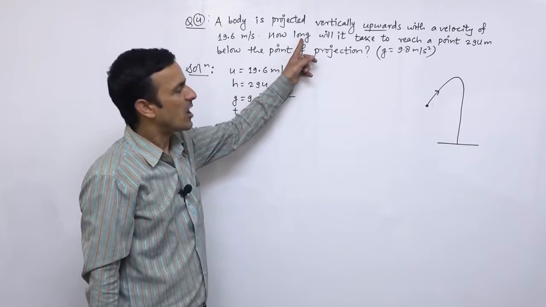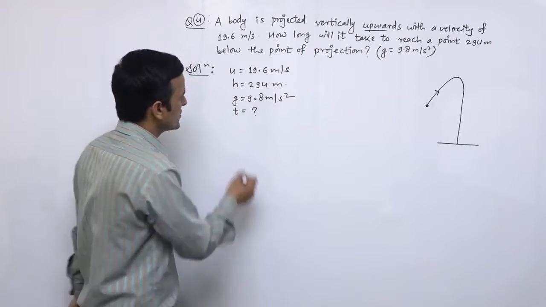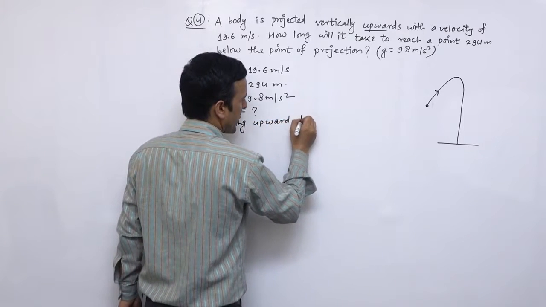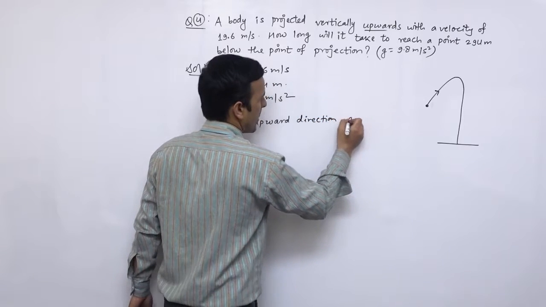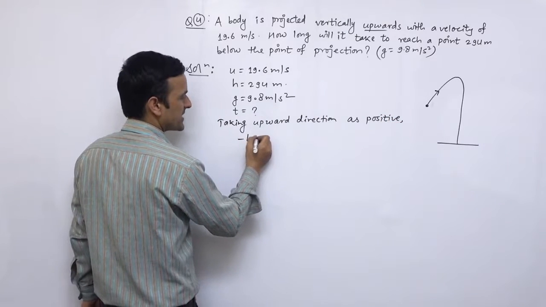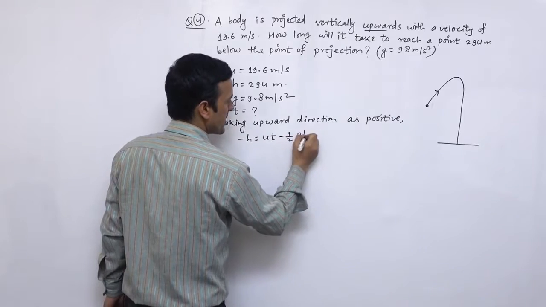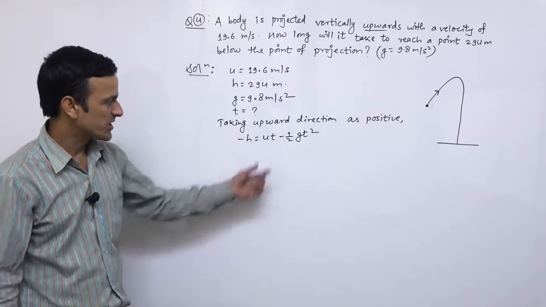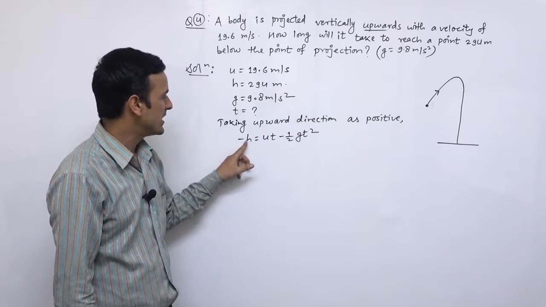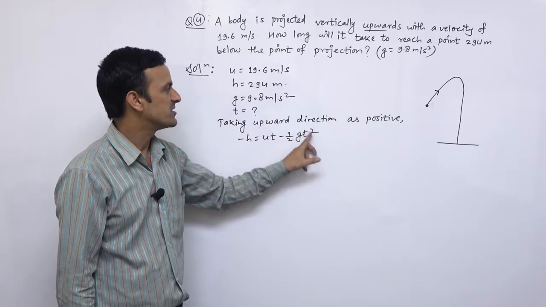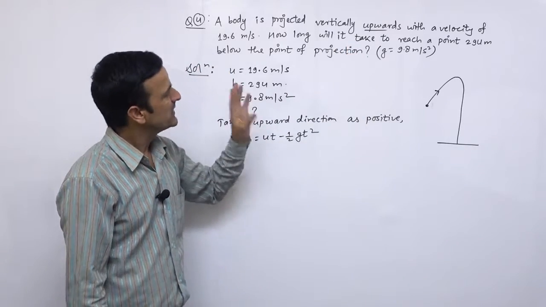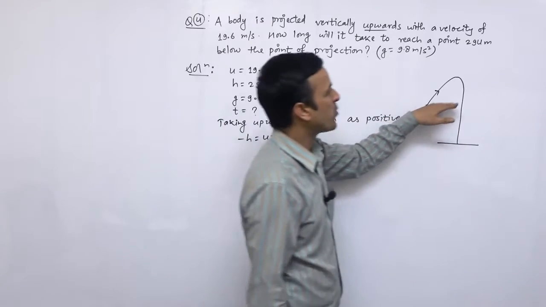How long means how much time it takes. So T is equal to what? In this case also, taking upward direction as positive, then minus h is equal to ut minus half gt square. So taking upward direction as positive, we can write down this formula once again. So this will be minus, and ut minus half gt square is the formula when the object is projected upward and it covers the distance below the point of projection.